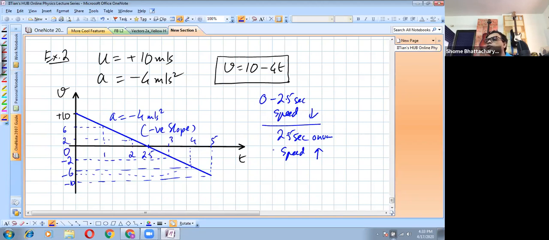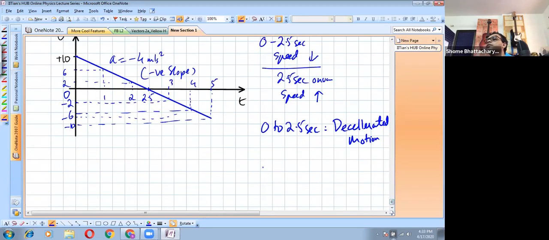So here, what is happening? 0 to 2.5 seconds, we will say that it is what we call a decelerated motion, because the speed is decreasing. But again, 2.5 seconds onwards, it's an accelerated motion.